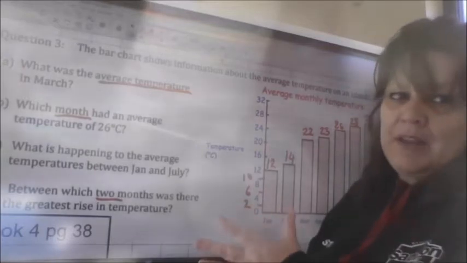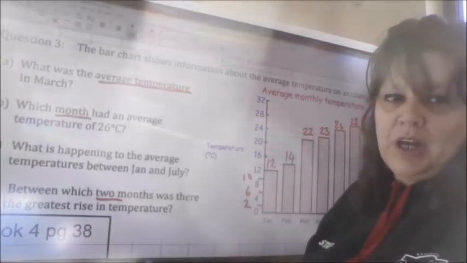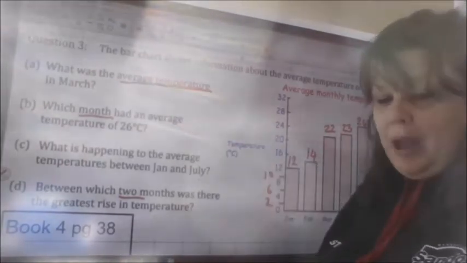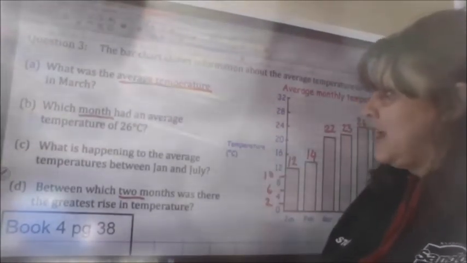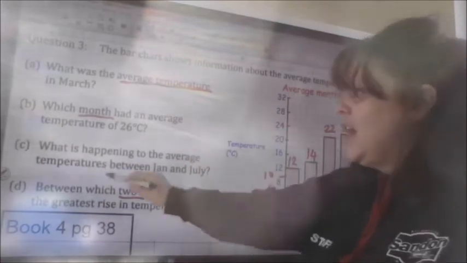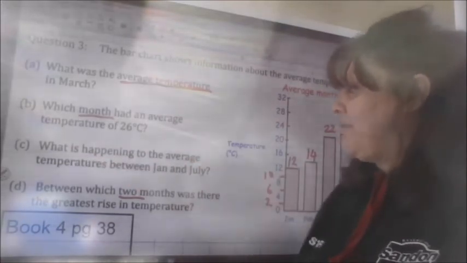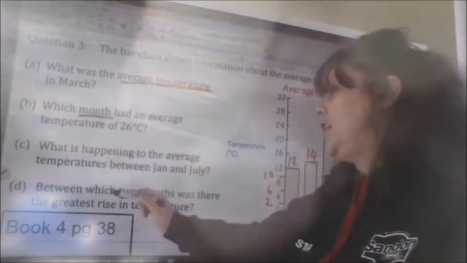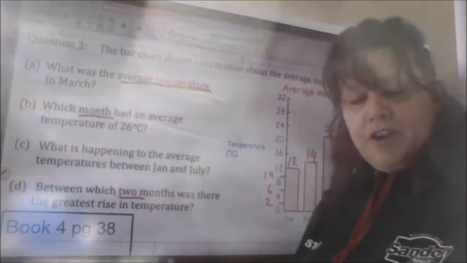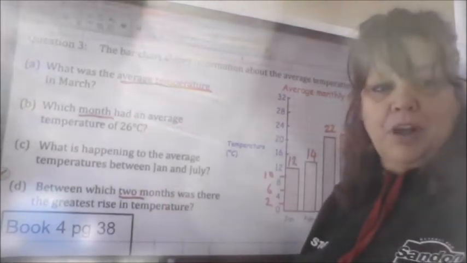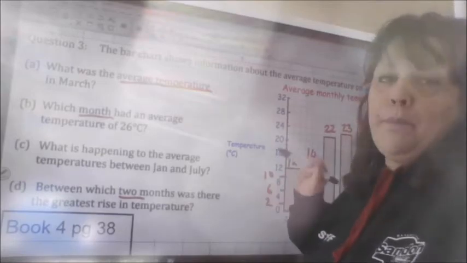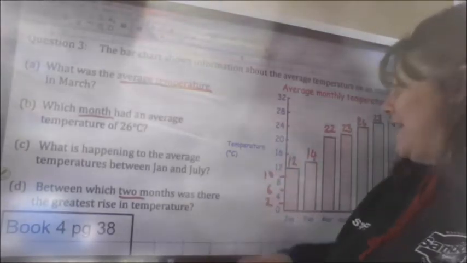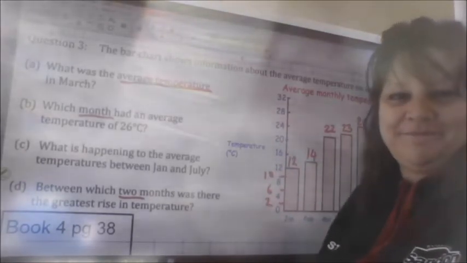You don't need to write me the answer. You don't need to write the question out. Okay, so you've got A, what was the average temperature in March? B, which month had an average temperature of 26 degrees? C, what's happening to the average temperatures between Jan and July? And finally, between which 2 months was there the greatest rise in temperature? Okay, pause the video, have a go, and then we'll see if you've got them right.